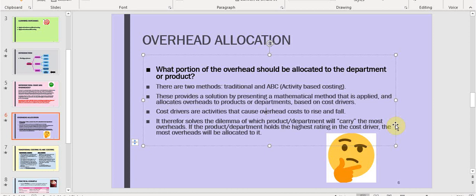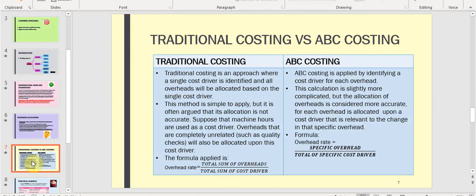In the next slide, I have made a summary in terms of the differences between traditional and activity-based costing. As I go through this, this may seem very foreign to you as you have not done these calculations before, but I have put a practical example on the set of slides as well, so you will be able to see mathematically how the difference is calculated.